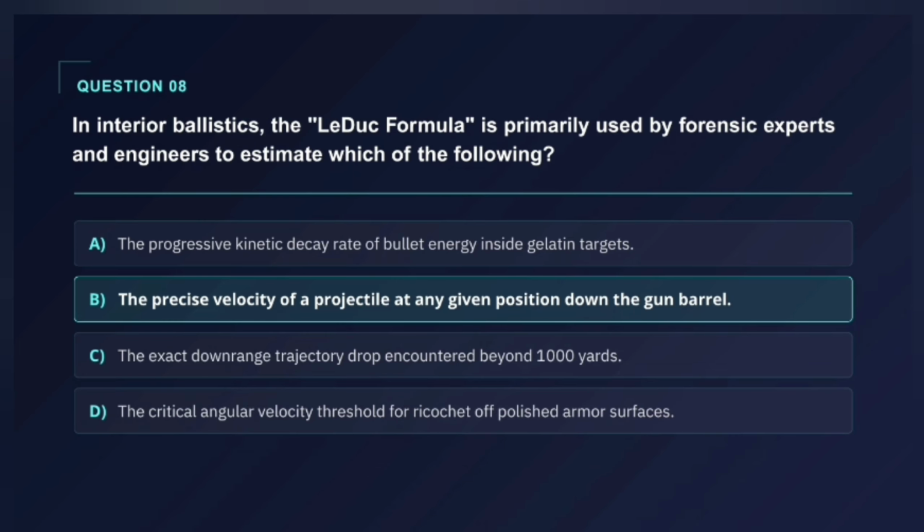In internal ballistics, the empirical Le Duc formula is utilized by forensic experts and weapons engineers to calculate which parameter? The correct answer is B, the precise velocity of a projectile at any given position down the gun barrel. The Le Duc formula is a foundational equation in interior ballistics. So it allows investigators to map out exactly how a bullet accelerates inside the bore before it reaches the muzzle.